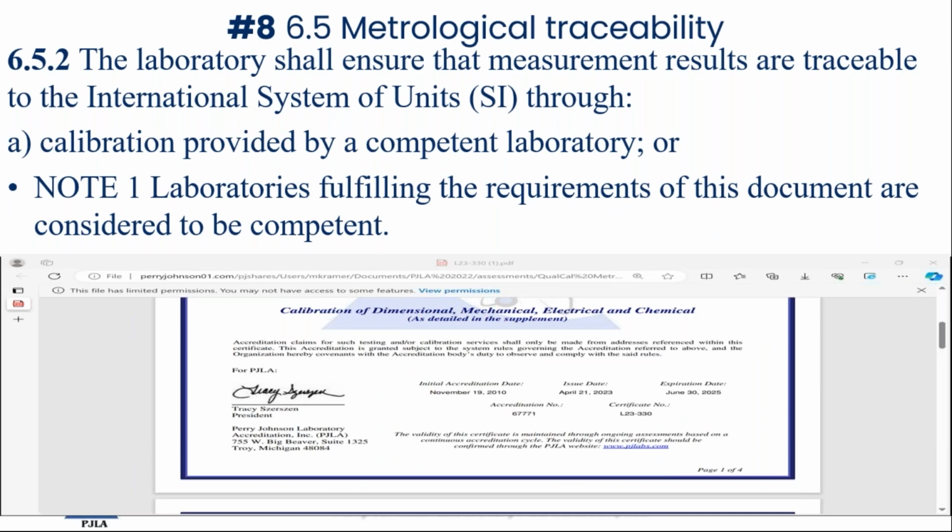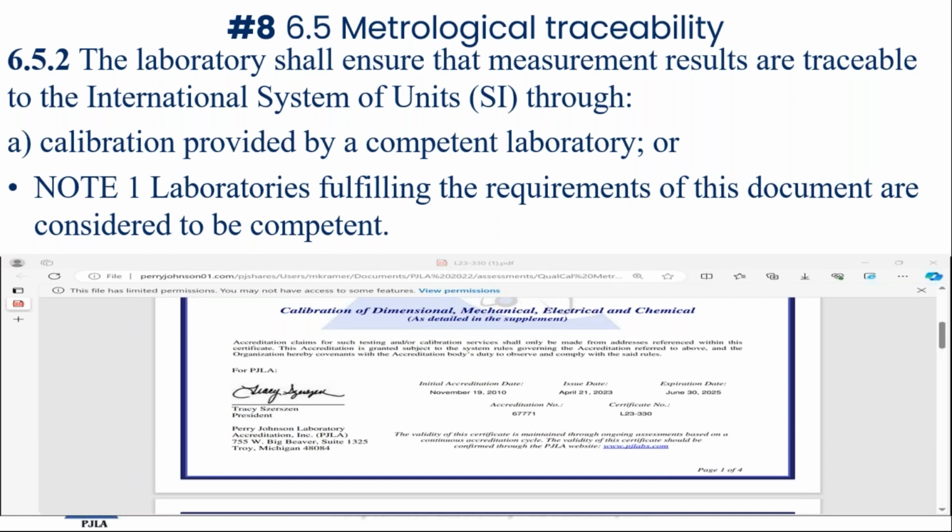Okay, moving on to number 8, metrological traceability, section 6.5 in 17025. So metrological traceability. This also correlates to requirements in our PL2, which is our policy on traceability. So your traceability, this is your calibration again, should be by a competent provider. A note in the standard basically states a laboratory fulfilling requirements of this document is considered to be competent. So in order to assure traceability, if your supplier is 17025 accredited, accredited to do the particular calibration, that's a slam dunk.